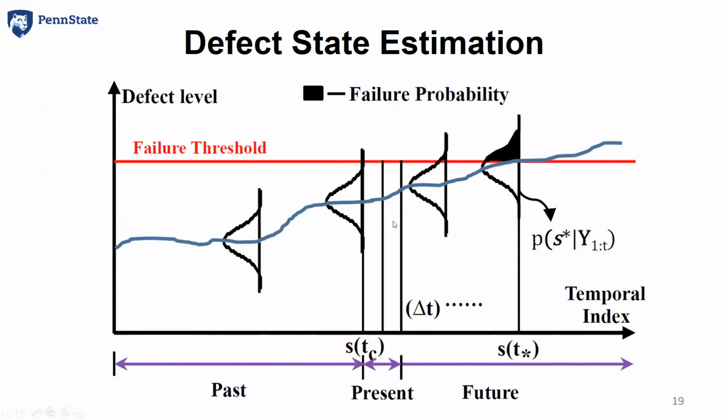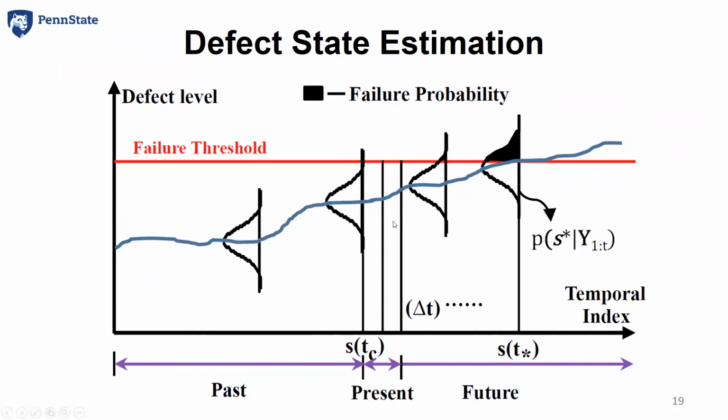So this is a transition probability from one layer to the next layer. Once we have the next layer, we can do the layer after. In this plot, the x-axis is the layer index, the y-axis is the defect level, and this is a failure probability.